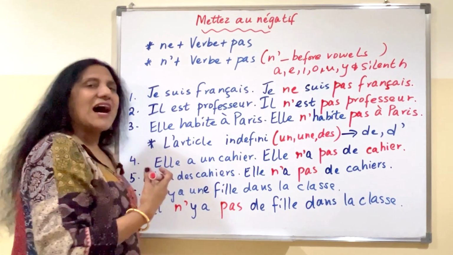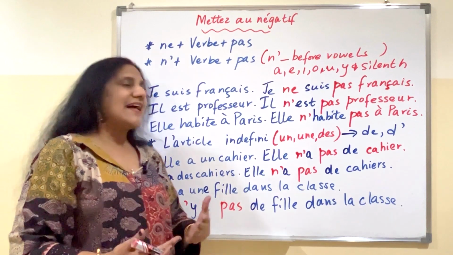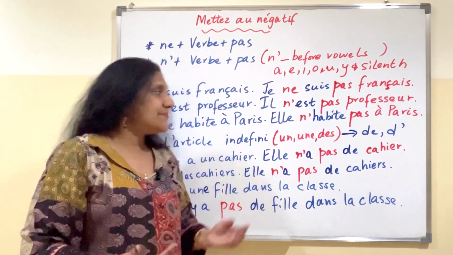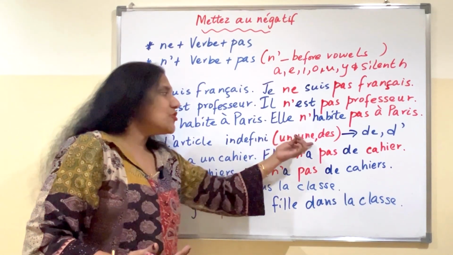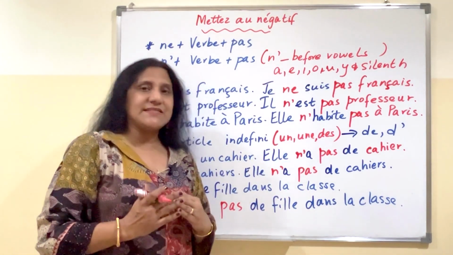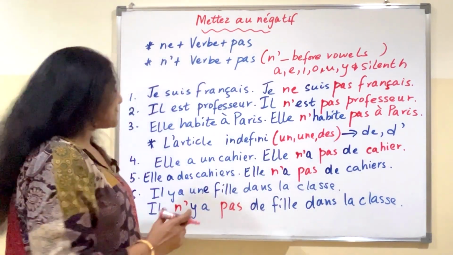Now, when we have article indéfini, what are the article indéfini? Article indéfini means a or an, un, une, des, and some. So un, une, des in negative sentences will change to de or d apostrophe.